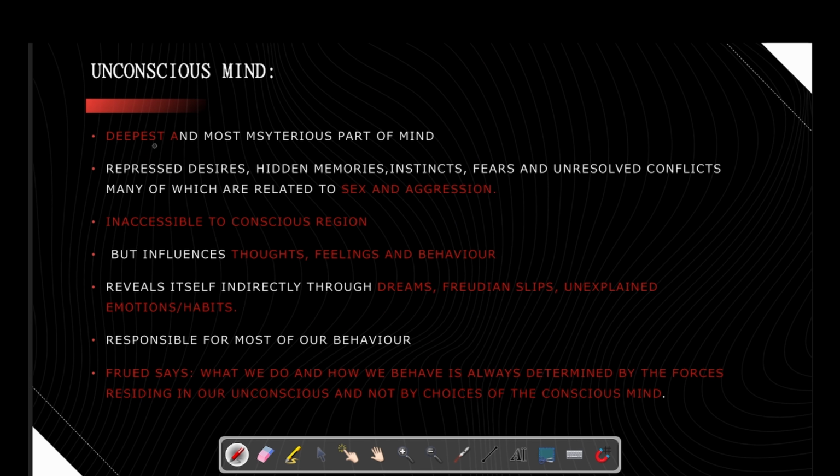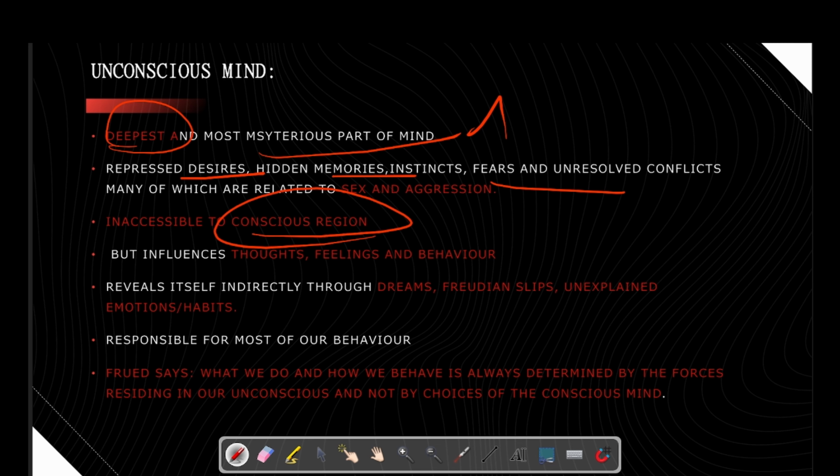And the unconscious mind is the deepest and the most mysterious part of your mind. Your repressed desires, for example, if you lost a loved one, any painful incident, any traumatic experience, childhood trauma, hidden memories, instincts, fears, and unresolved conflicts, many of which are related to sex and aggression, are stored in the unconscious mind. Actually, this region is inaccessible to the conscious mind, but sometimes it bounces back to our conscious mind through dreams, Freudian slips, unexplained emotions or habits.